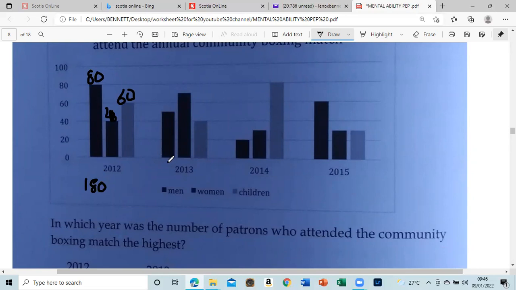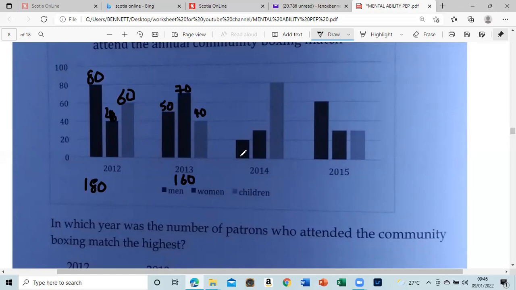Let's see how many men went this year. This would be 50, 60, 70. Let us just take it, say, halfway. And this would be 40. So 50 plus that are 90. So this is 160. So in 2013, a total of 160 persons went.